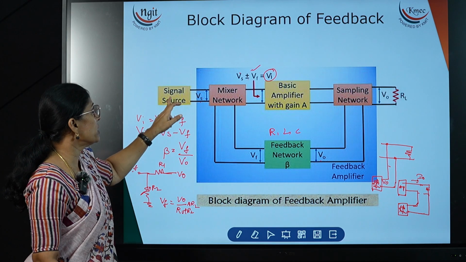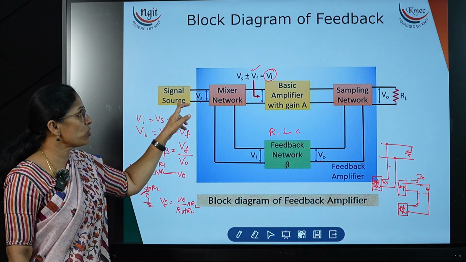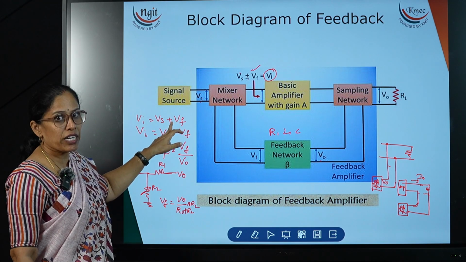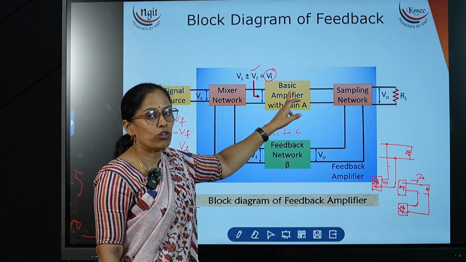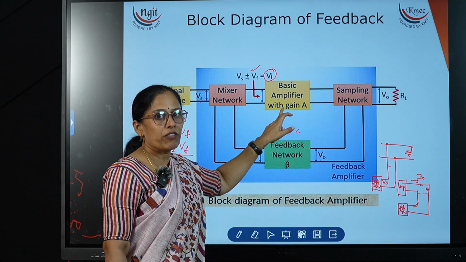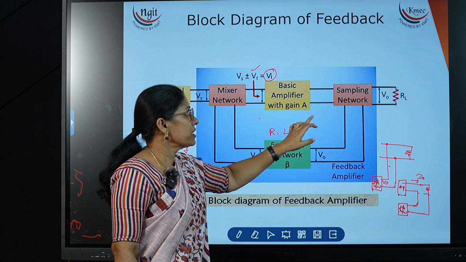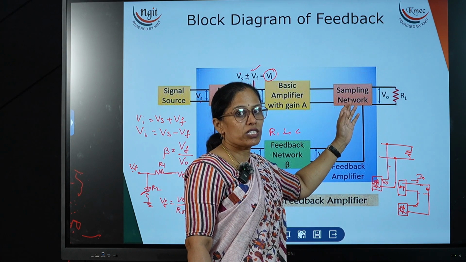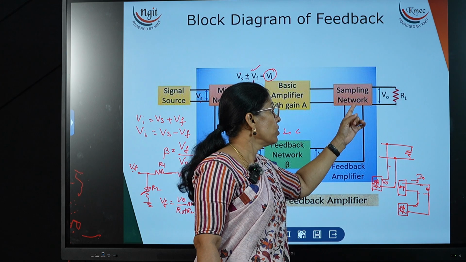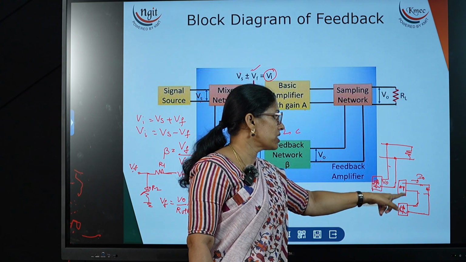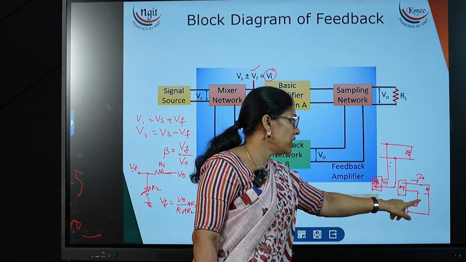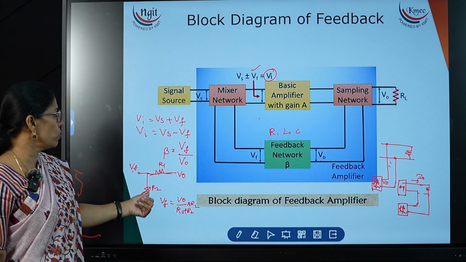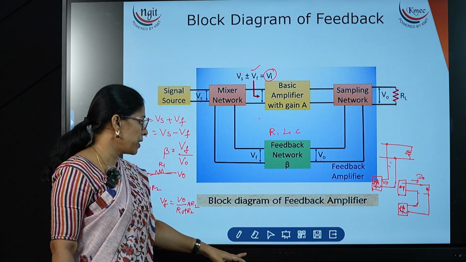Now this is nothing but a signal source, voltage source or current source. This is the mixer circuit where the signals are subtracted or added. Now this is the amplifier circuit, the gain is A and it will amplify the signal strength. And a sampling network; there are two different types of sampling networks. Depending upon which signal we are taking, we have to make this connection or this. If voltage, this is the connection; if current, this is the connection. And the feedback network, which I have just shown with two resistors. So this is about the block diagram.